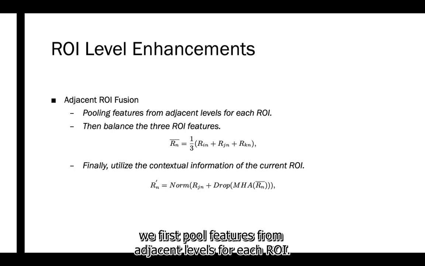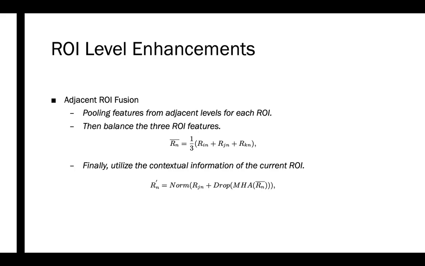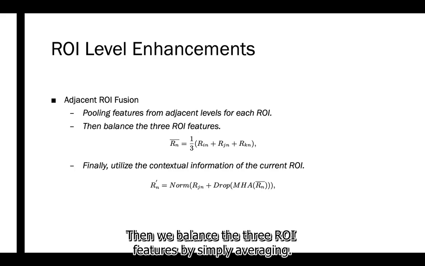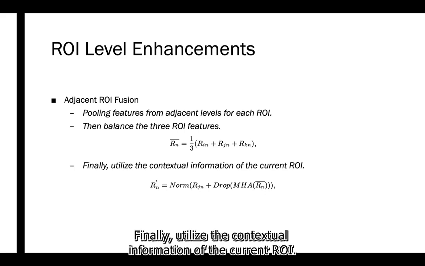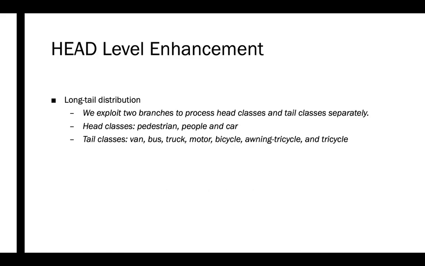We first pool features from adjacent levels of each ROI. Then we balance the three ROI features by simply averaging. Finally, we utilize the contextual information of the current ROI.